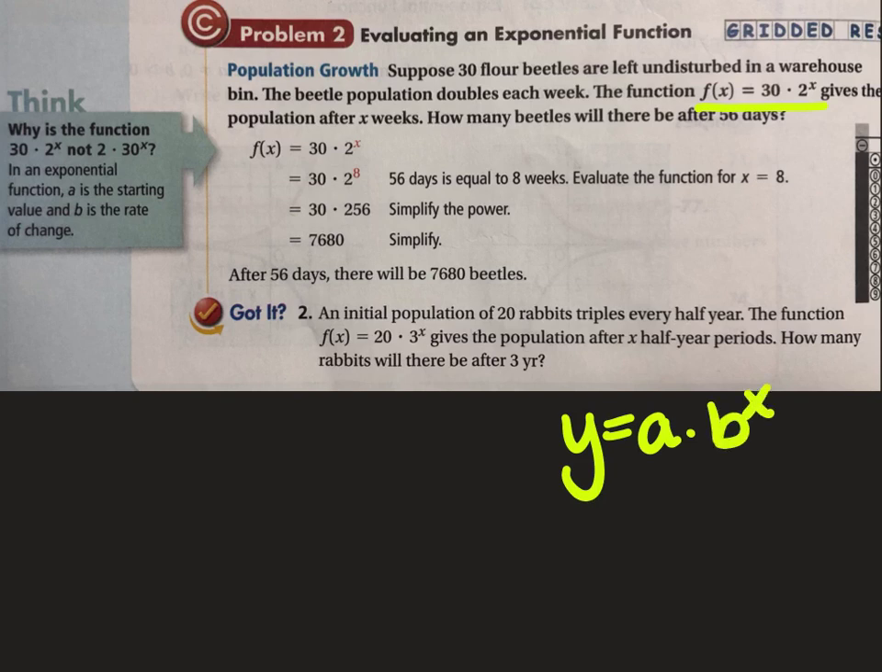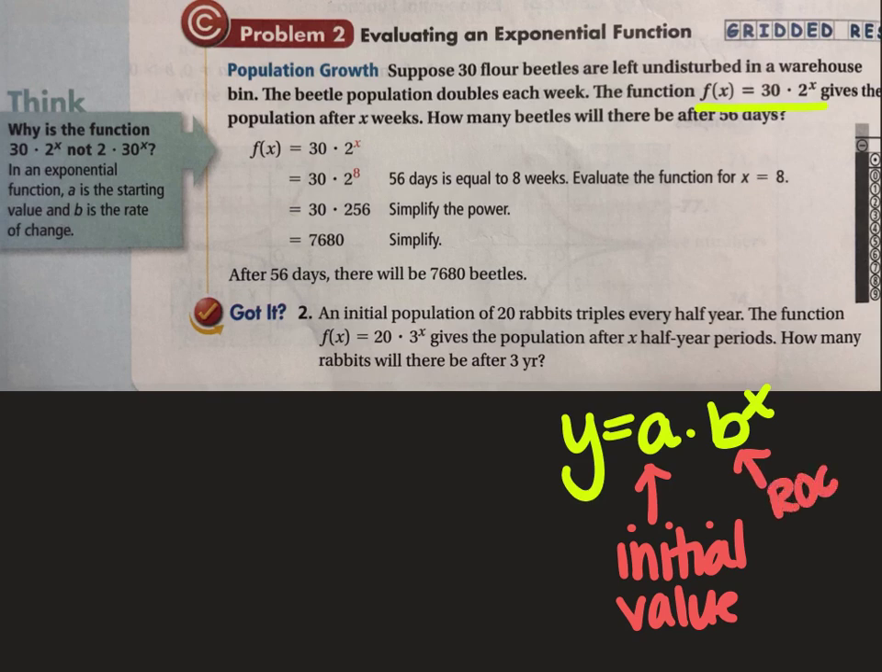They don't talk about it yet, but I'm going to tell you that your a is always going to be your initial value, and the b is going to be your rate of change, and the x is going to be over the period of time, right? So here we have f of x equals 30, because that's how many we started out with, times 2 to the x. Now we get that 2 because here it says that it doubles each week.